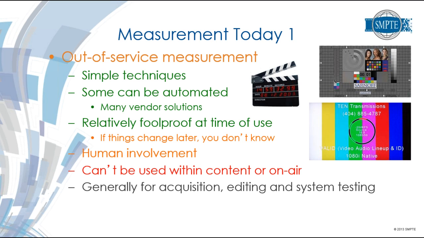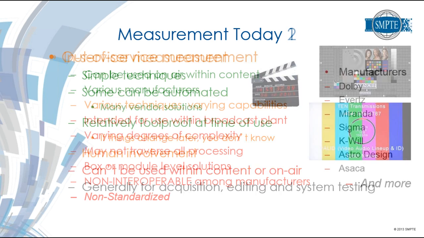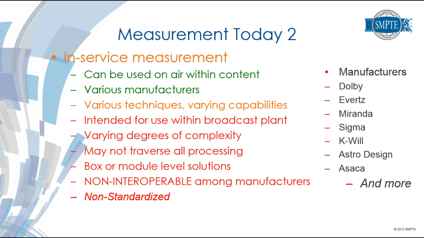And we cannot use it within content, and we cannot use it on air. And that's a really important problem because we can use this to set up and test and qualify, and then from there on, we have no idea. It's like setting up your studio with a scope and then taking the scope away. You keep running, and you just keep hoping. So for acquisition and editing and testing, this is fine. For general operations, not so much. So what we're looking at, moreover, is an in-service measurement technique, something we can use on air within content.